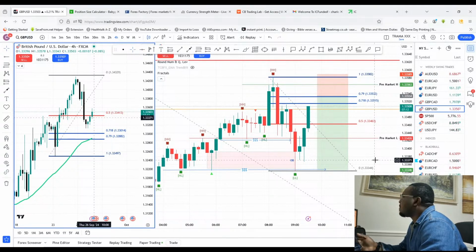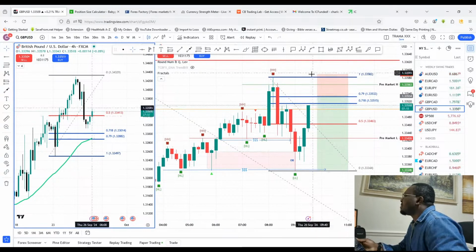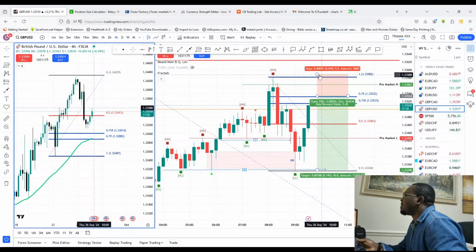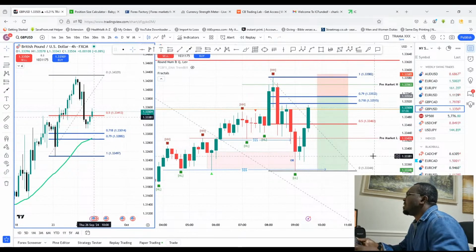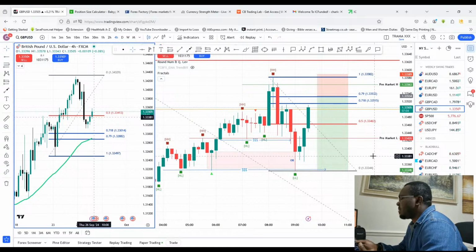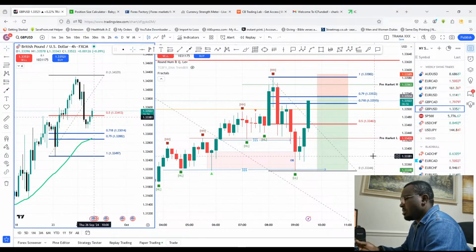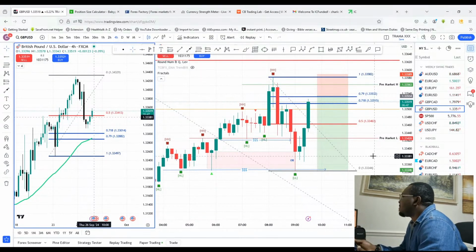And stop loss will be at this high here. That's about 5 pips. Not too bad. Stop loss will be at 33. Ooh, look at that. Okay, I'm just going to execute then. Let's just execute. It's crazy. It's pushing up crazy.